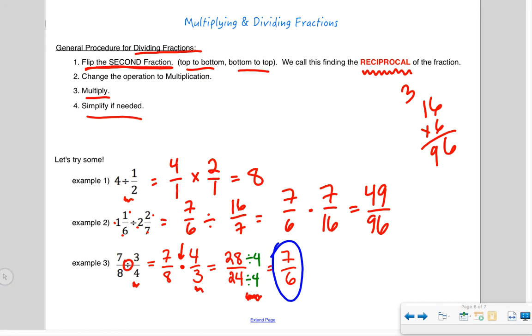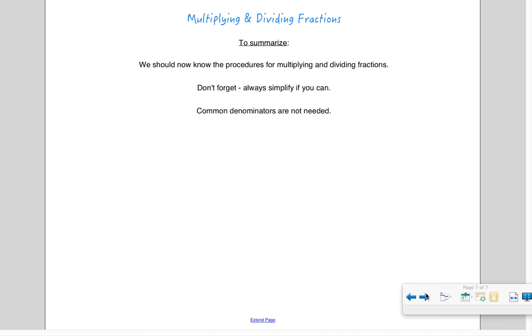So I hope you guys are feeling good about multiplication and division. If you need to go back and write anything down or just review it, please do that now. But just a few things to summarize. And if you already wrote these down, you don't have to write them down again. But just to review, after this video, you should know how to multiply and divide fractions. The procedures. Don't forget, you always simplify. And a nice little thing is that you do not need common denominators.